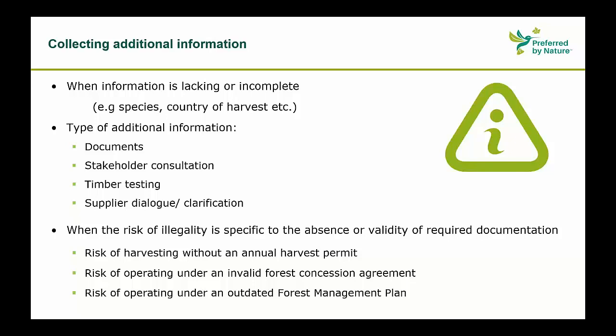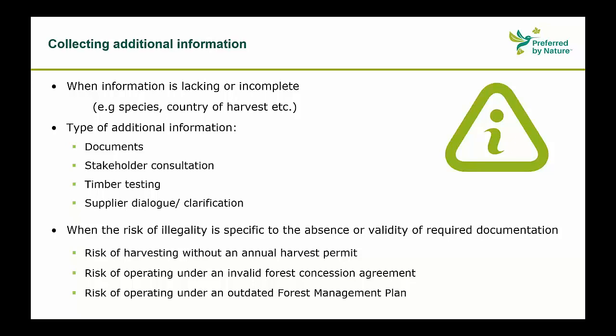So when would relying on documentation or requesting additional documentation be an appropriate risk mitigation action? It's when there is a risk specific to the absence or validity of a required document. So if there's a risk of harvesting without an annual harvest permit, then you can see that there's value in asking to see the annual harvest permit, so you can close that risk. Risk of operating under an invalid forest concession agreement, again, you can see why it's valuable to be able to see that, and the risk of operating under an outdated forest management plan.